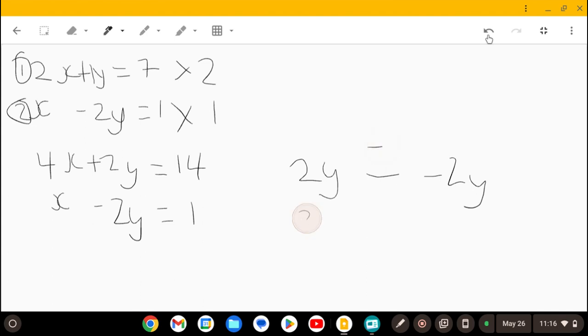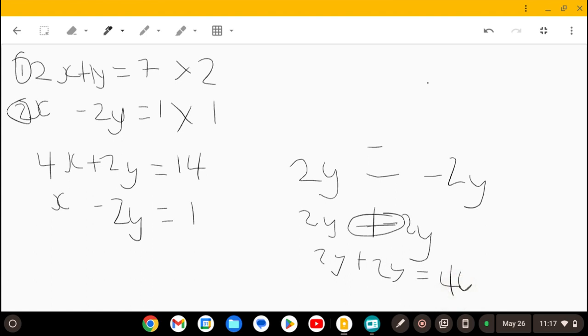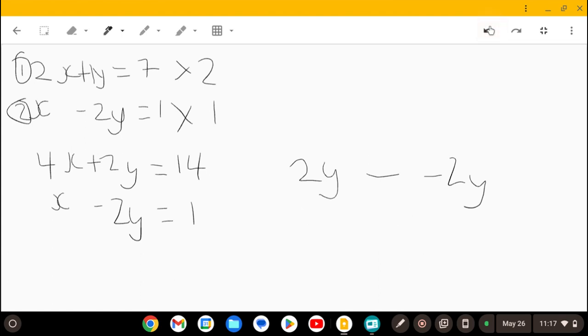So it's going to be 2y minus negative 2y. Whenever we subtract, the minus is going to become a plus, so it's going to become 2y plus 2y, which is going to give us 4y. But no, we want to get it to 0. So we know that subtraction is out of it. So let's see what happens when we add.